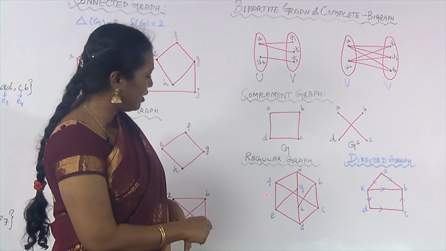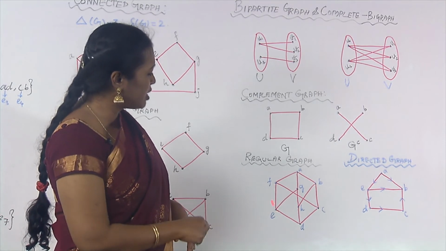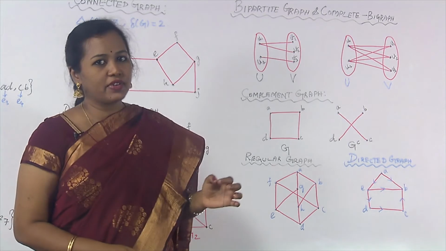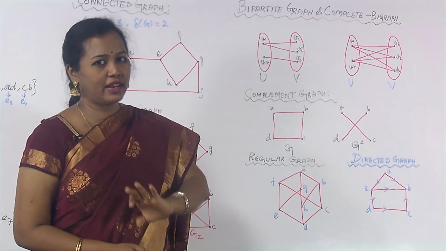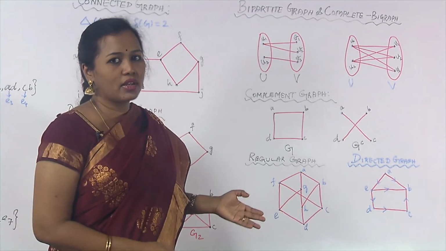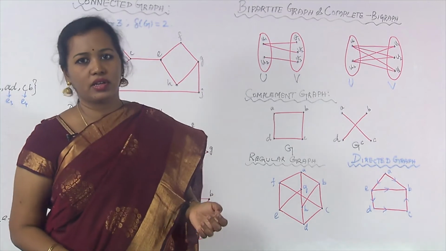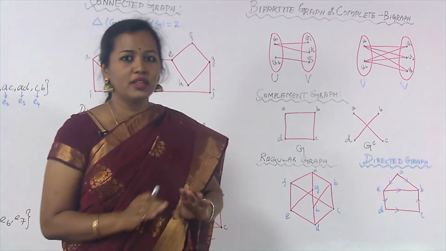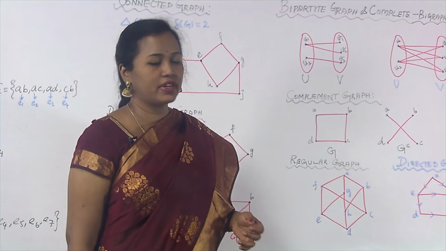So, very clearly it is obvious that this graph, every vertex in this graph has got degree 3, which means it is a 3 regular graph, or you can call it a regular graph. A regular graph is one in which there is a constant degree for all the vertices.